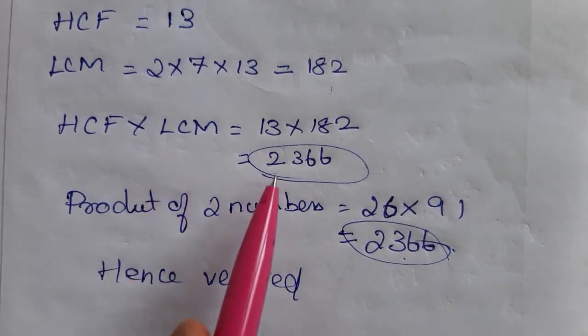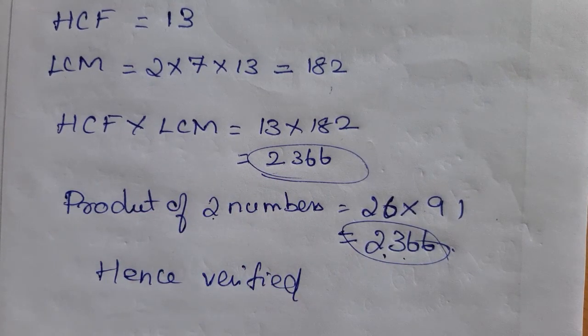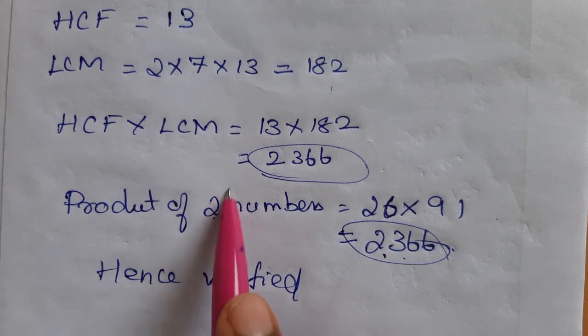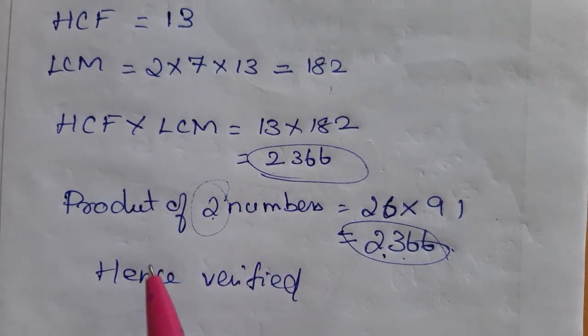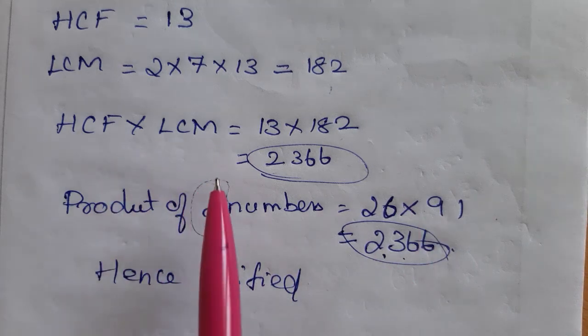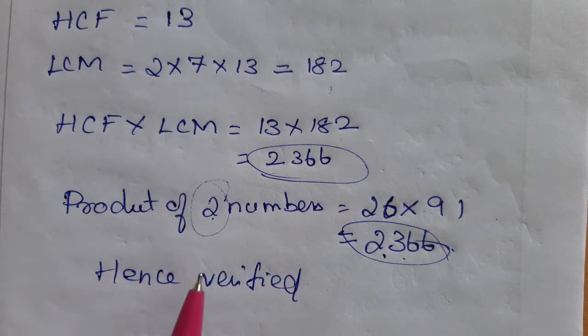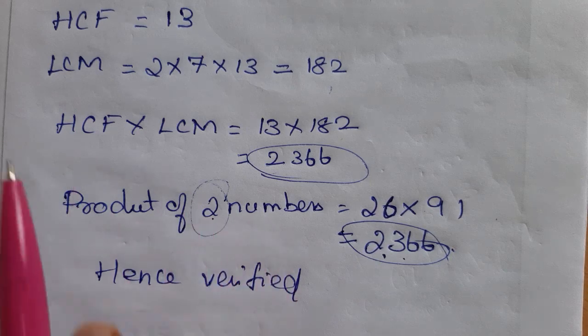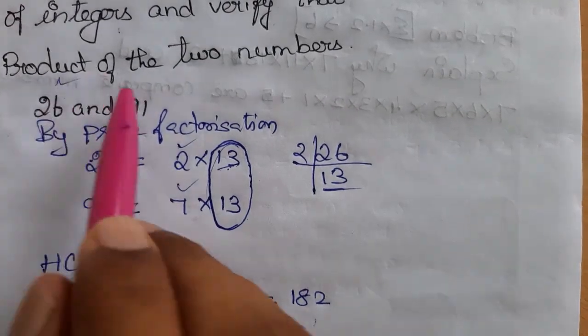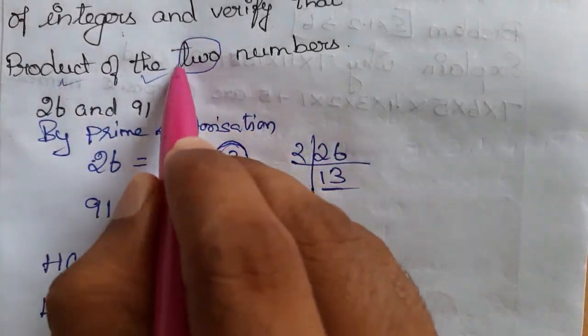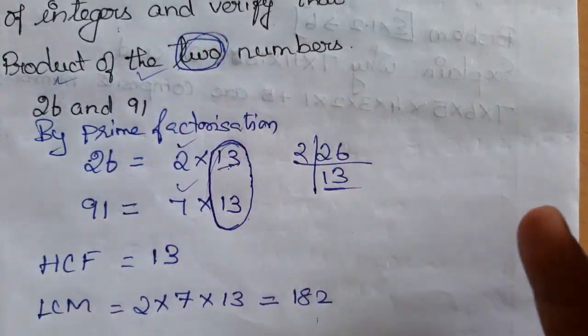Right? The product of HCF and LCM will be equal to the product of the two numbers. So if there are three numbers and they ask to find the HCF and LCM, will the product of the three numbers be equal to HCF into LCM? No, it will not be satisfied for three numbers. It will be satisfied only for two given numbers, not for three or more.